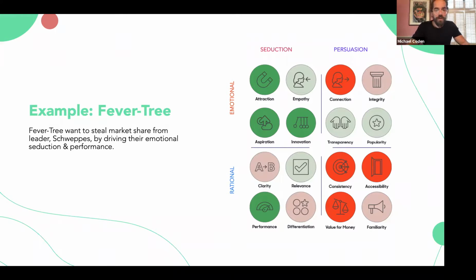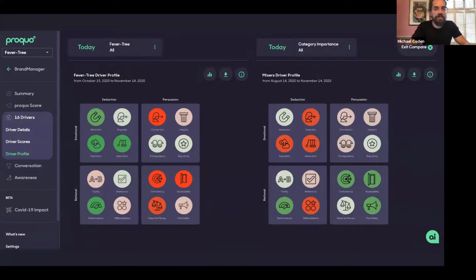So we'll just show you what Fever Tree looks like inside of our platform for a second. And it's the same colors that you just saw from the previous slide on the left here, where we've got Fever Tree's look and feel. And you can see again in the top left corner, emotional seduction being their wheelhouse. When you look at the right, here we're looking at the category importance of tonic waters. So when we ask people how they feel about tonics, what do they feel that they need most from that category, you actually see that it is indeed quite rational. It's actually quite rationally persuasive. You see the bottom right lit up.